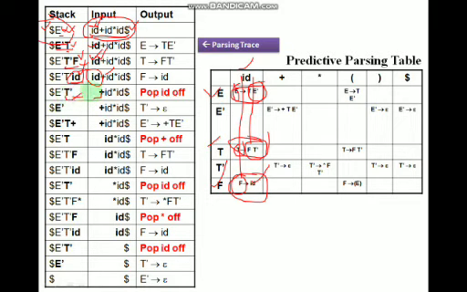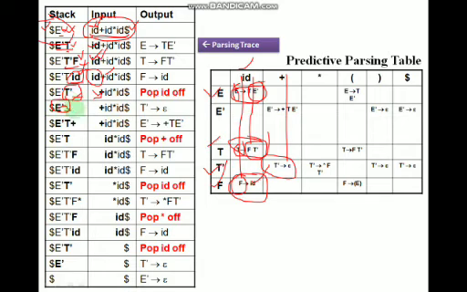Now this is T dash and this is plus. So where is T dash? This is T dash and this is the column corresponding to plus. Apply the production rule T dash producing epsilon. So in place of T dash we will put what? Epsilon. So epsilon, that means we will get E dash.